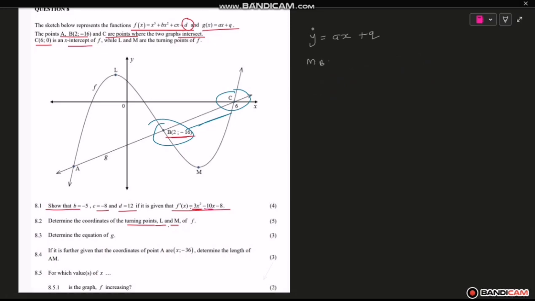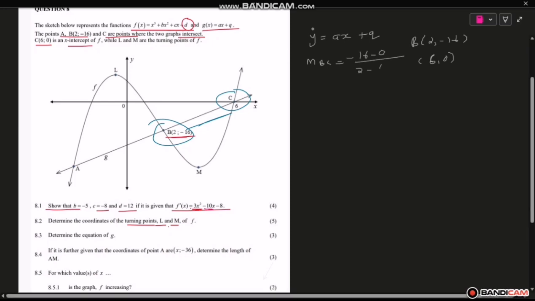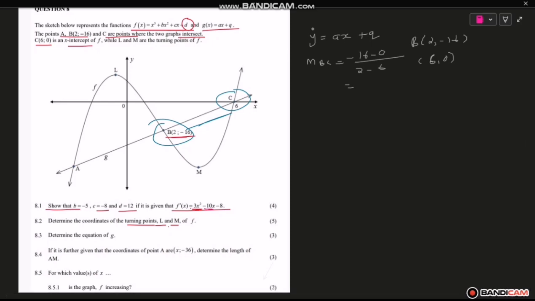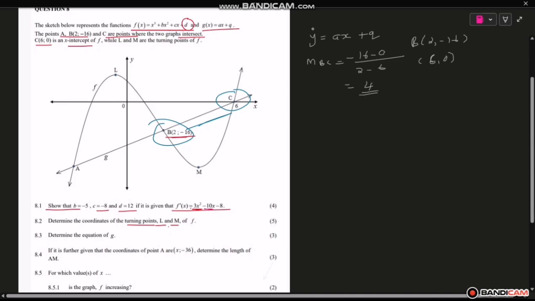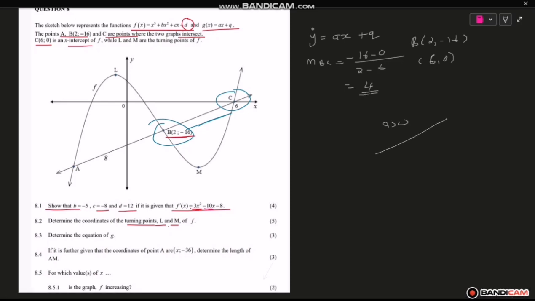So the gradient of BC equals delta y over delta x, which is y2 minus y1 over x2 minus x1. I hope that makes sense. So AB and BC are collinear, meaning they have the same gradient. So negative 16 minus 0 over 2 minus 6. Then use your calculator. You're going to have negative 16 over negative 4, which is positive 4. Then this is the gradient, and as we know that a is greater than 0, it makes sense that our gradient becomes positive. Therefore, the gradient now is positive 4.